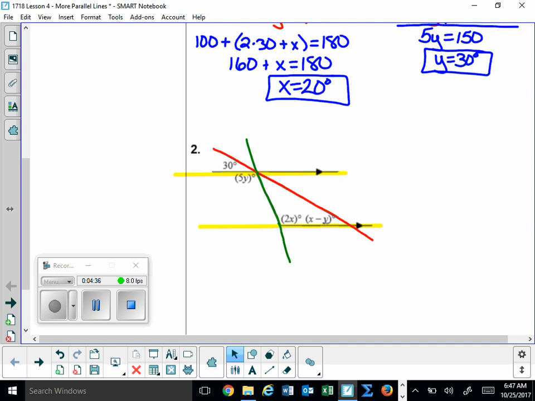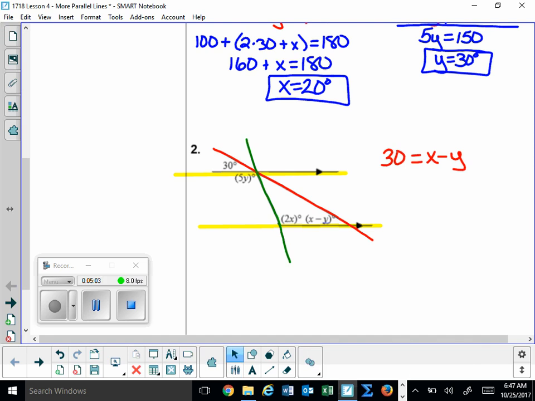Okay, let's start by looking at the red transversal. On the red transversal, I have 30 degrees and x minus y. The relationship between those 2 angles is corresponding, and corresponding angles are congruent. So 30 is going to equal x minus y. There's nothing more I can do there.